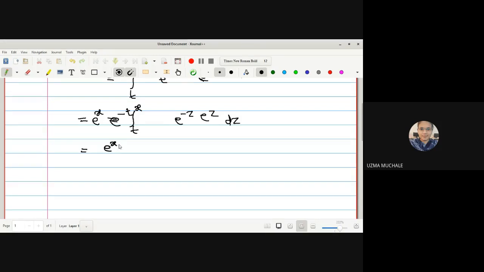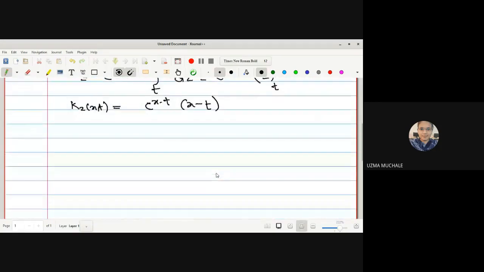So we have outside the bracket e raised to x minus t. Inside the integration we have e raised to z times e raised to minus z, so both get cancelled. We have integration with respect to z. So here e raised to x minus t as it is, integration of dz is z within the limits t to x. Hence we get the value of K2 of x, t as e raised to x minus t times x minus t. Okay, have you got it?